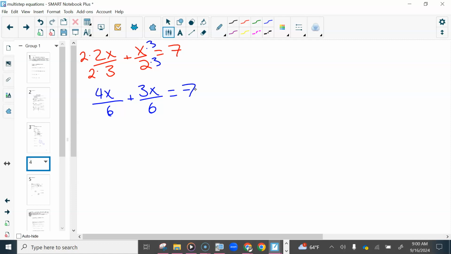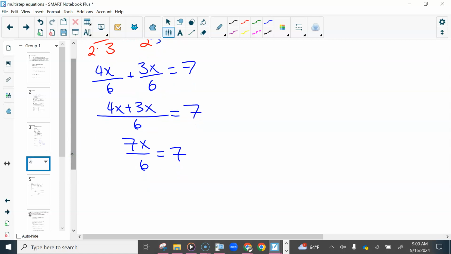And now our fractions have the same denominator, so we can rewrite that as one big fraction. Because they share the same denominator, then I can combine like terms in the numerator. Then from there you have one of two options.